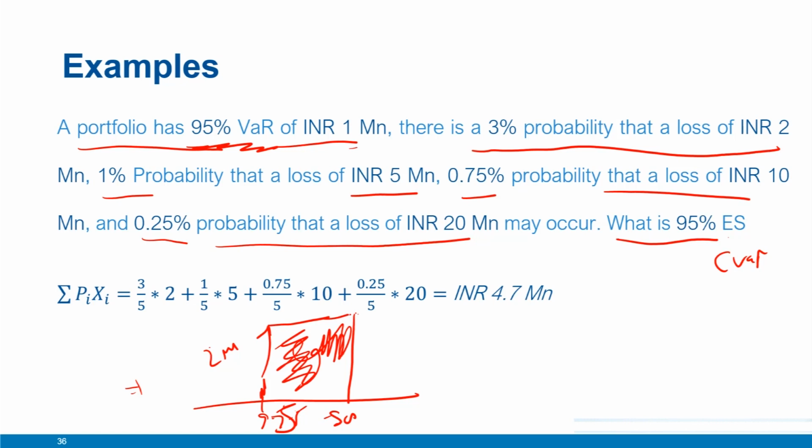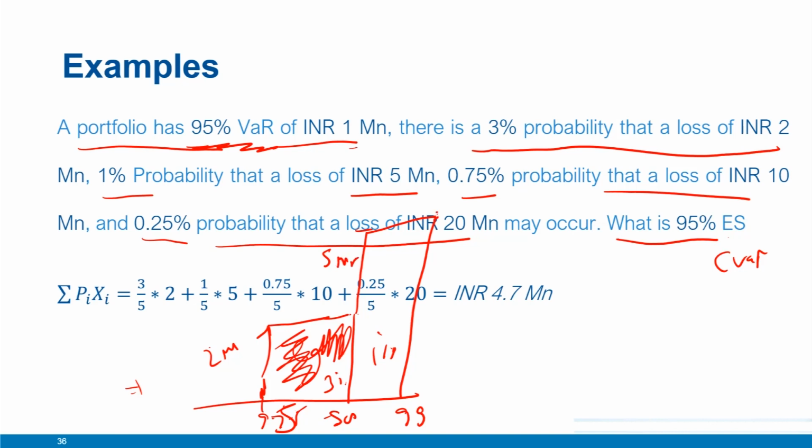Next, from 98 to 99, there is, let me plot a slightly less thick bar. 98 to 99, 1% probability. This is 1%. Previously it was 3%, so now it is 1%. And the height of this is 5 million. It is given to us as 5 million.